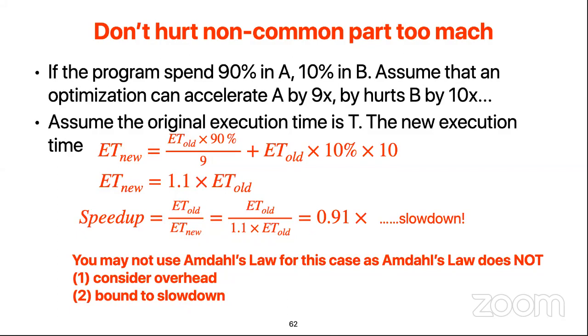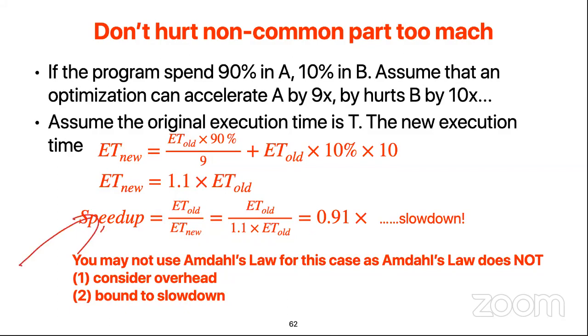And another drawback of just focusing based on your own knowledge is that people would like to optimize something, but ignore the side effect that the optimization might have on other parts. Like in this example, it sounds like optimizing a part of the program that takes 90% of the time and achieving a 9 times speedup is a good idea. However, what if it hurts other parts by 10 times and it turns out it would give you a slowdown, right?